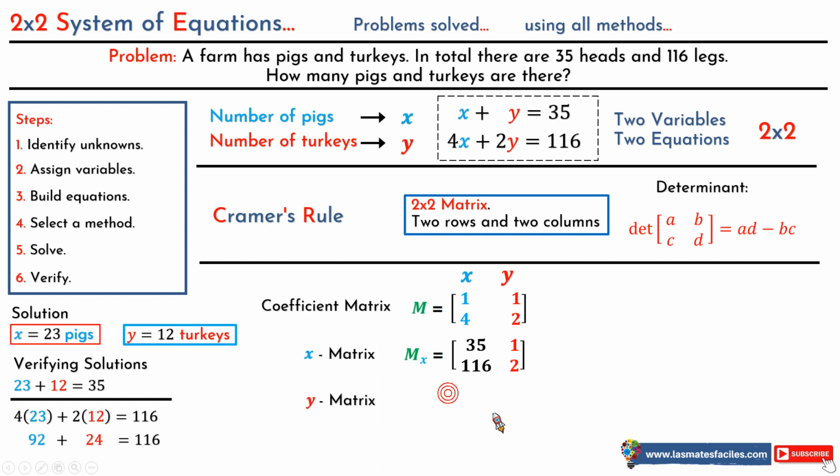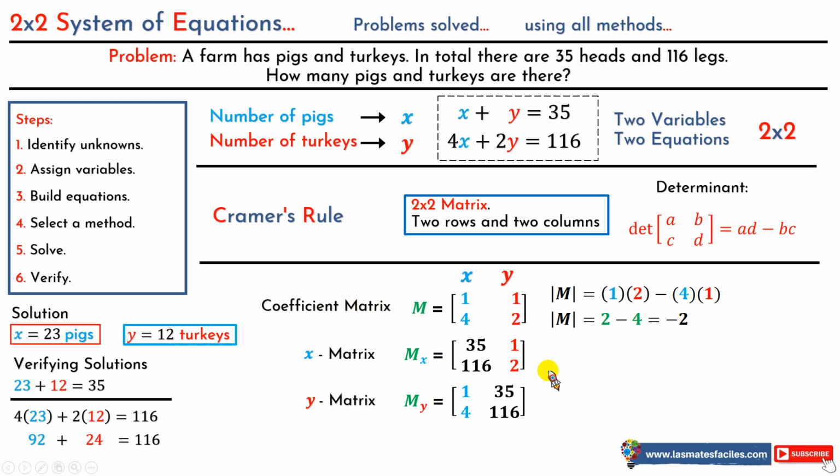Okay, now this is the Y matrix. It's the same coefficient matrix, with a difference too. The Y column was replaced by the values of the constants, 35 and 116. Okay, we have three matrices. We are going to calculate the determinant of each one. Let's start with the coefficient matrix. We multiply this diagonal 1 times 2. Now we multiply the other diagonal 4 times 1. We subtract the results and get minus 2. That is the value of the determinant of the coefficient matrix.